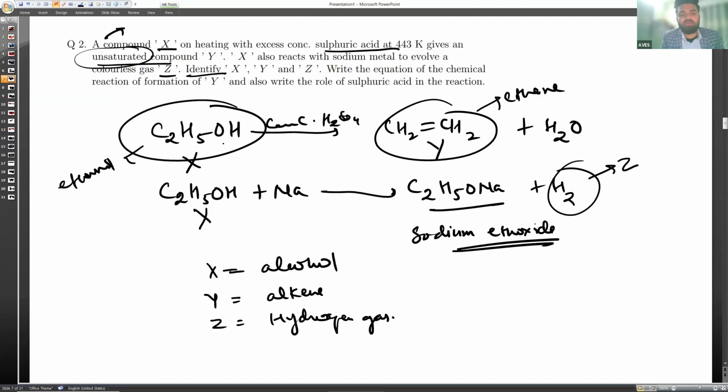But you will write X is alcohol, Y is alkene, and Z is hydrogen gas. Because you know that alcohols, when they react with concentrated sulfuric acid, a dehydration reaction takes place, where an unsaturated hydrocarbon is formed. It is not saying that it is a two carbon unsaturated hydrocarbon. Nowhere is it mentioned that it is a two carbon compound. Alcohols with concentrated acid undergo dehydration, which results in the formation of alkenes. And similarly, alcohols when they react with metals form a salt plus hydrogen gas.